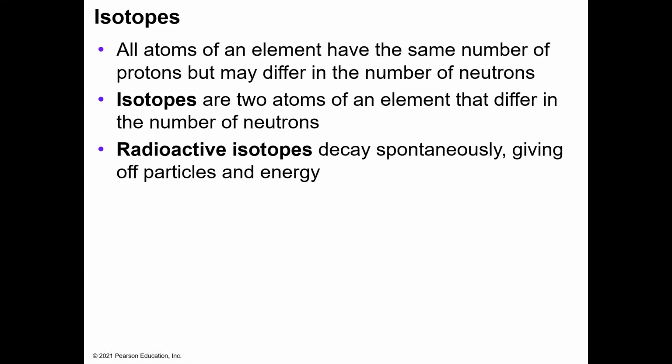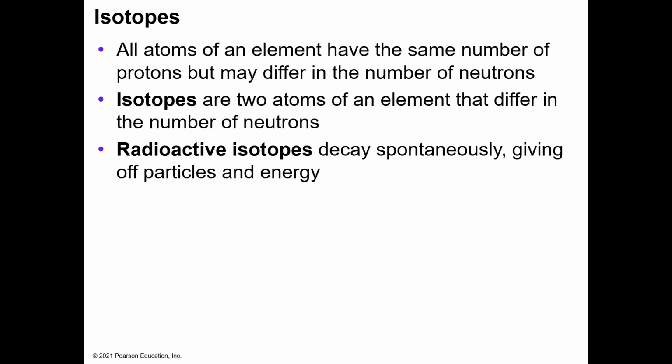Okay, so now we are going to talk about isotopes. All atoms of an element have the same number of protons. However, sometimes they can get a different number of neutrons. While it doesn't really change that much, they can add 1 or 2 neutrons to an atom and change the mass of the atom. So one thing that will never happen is you can never change the proton number and keep it the same element.